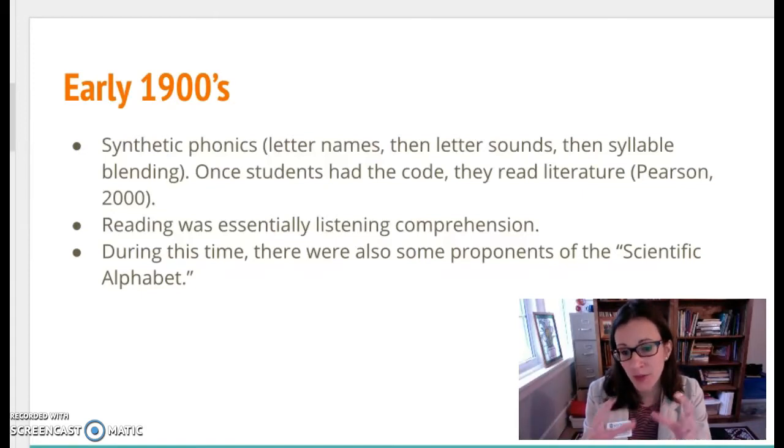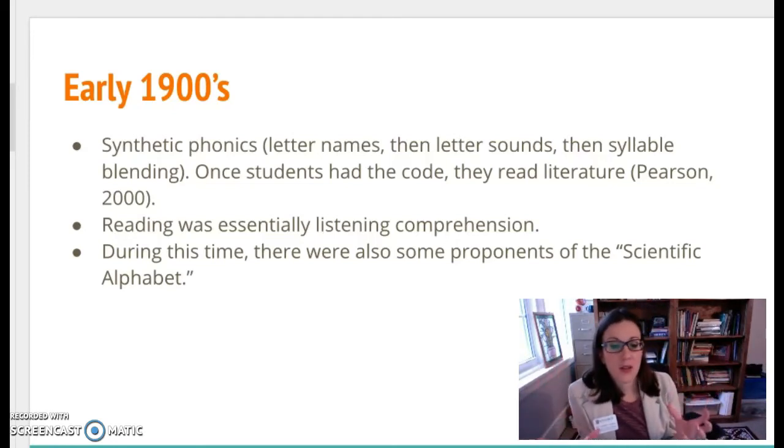And at this time, in the early 1900s, children's literature didn't exist. So the literature students had access to was adult literature. As we progress through the course and we talk about motivation and engagement, I want you to remember that in the early 1900s, children's literature was not a thing, and kids were reading literature meant for adults. Reading in the early 1900s was mostly listening comprehension, and what I mean by that is there was usually one text that the teacher read from, and students listened and answered questions after hearing the teacher read the text.